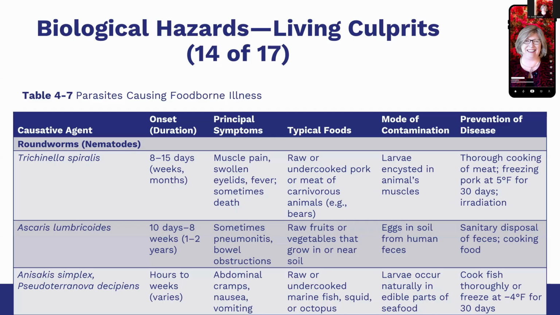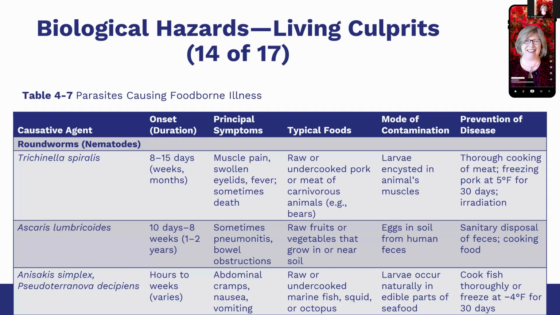Abdominal cramps, nausea, vomiting. Again, we're going to have raw or undercooked meat, raw vegetables or fruits that grow in or near the soil, raw or undercooked marine fish, squid or octopus. But how do we prevent this? Thorough cooking of meat, freezing pork at 5 degrees Fahrenheit for 30 days, or irradiation. Sanitary disposal of feces, of course, cooking food, cooking fish thoroughly, or freeze at -4 degrees Fahrenheit for 30 days.